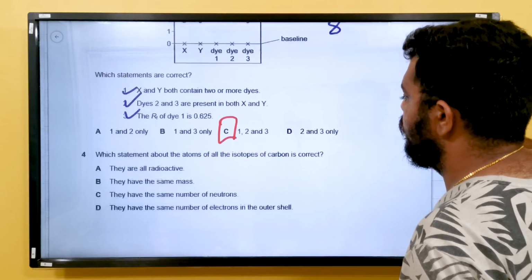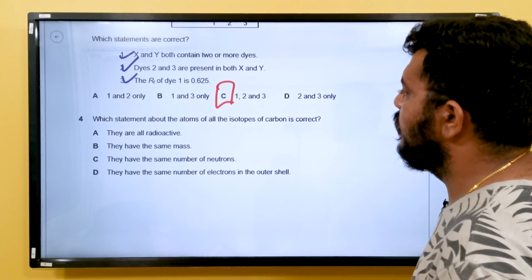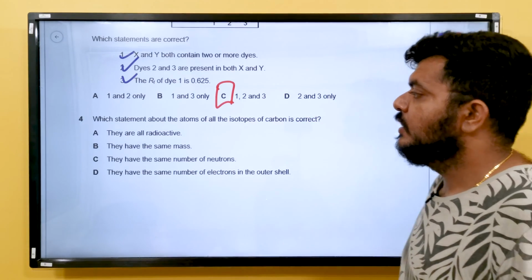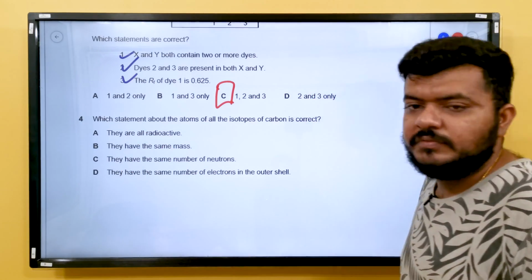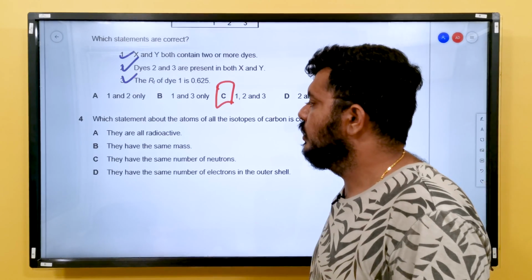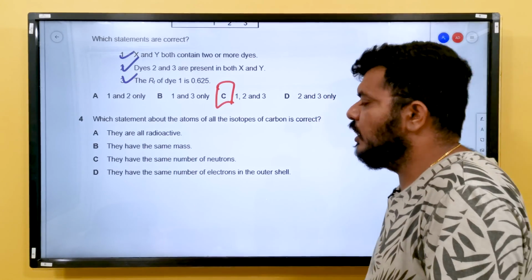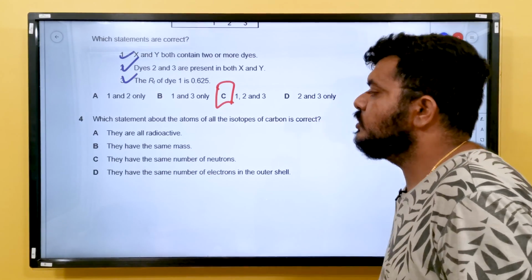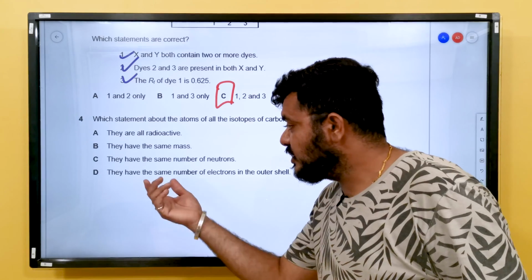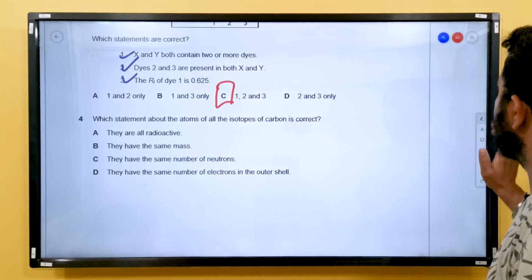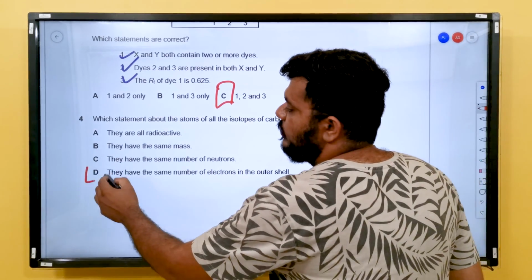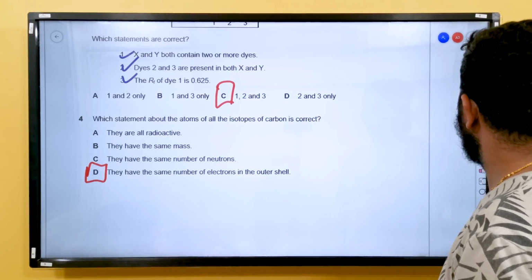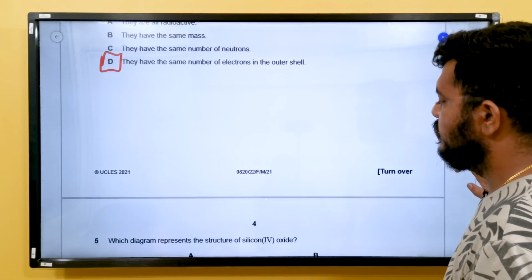Okay, let's go to the next question. Which statement about atoms of all the isotopes of carbon is correct? They are all radioactive? No, carbon 12 is not. They have the same mass? No, that is what isotopes are. They don't have the same masses. They have the same number of neutrons? Again, no. They have the same number of electrons in the outermost shell? Yes, because they have the same number of protons. The number of electrons does not change and the number of electrons in their outermost shell also does not change.